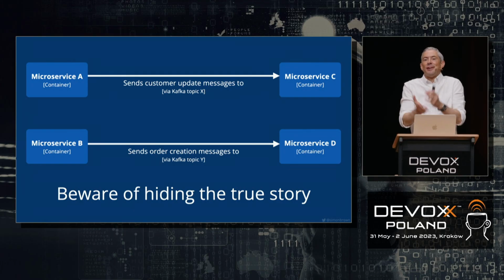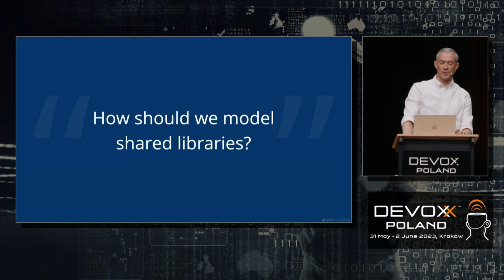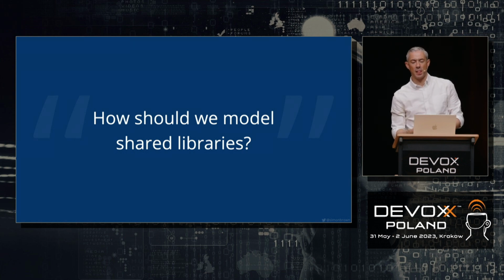And that's the nice thing about diagramming. There's often not a single way to do things. You have lots of different options, and you just choose the one you like best. What's the story you're trying to tell? Last one, I think. How should we model shared libraries?